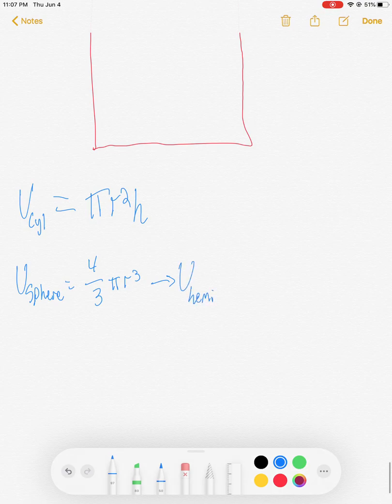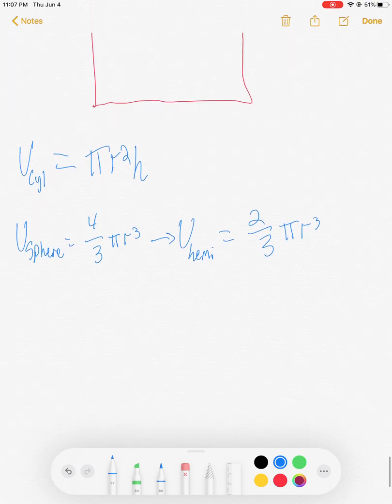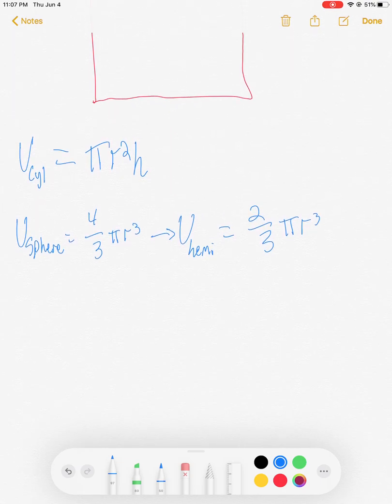The volume of a sphere is 4/3 pi r cubed. We have to be careful here because we are only interested in a hemisphere, so I'll just write hemi. So that's going to be 2/3 pi r cubed since we're only interested in half of the sphere.